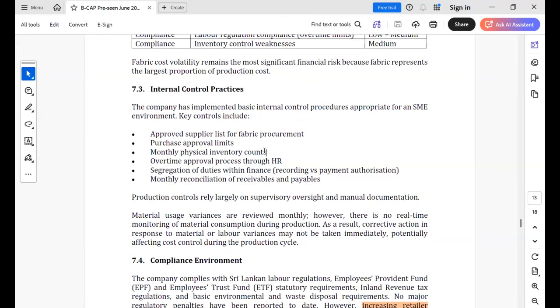And also at interim, that is called an interim count. At the month end, you can do the final count. But what I want to highlight here is there is no daily cycle count taking place.